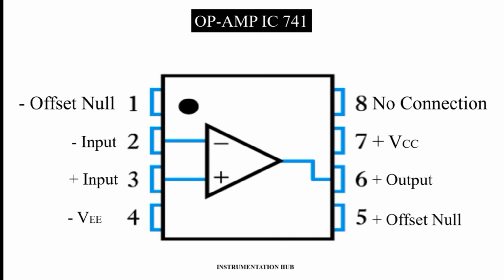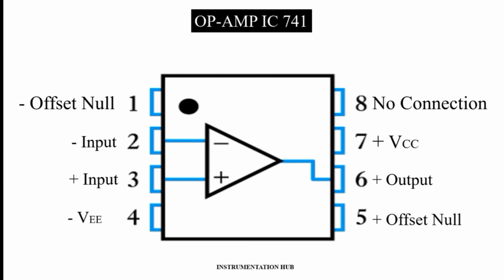Whenever you work with this IC, you will connect the supply voltage to pin number 4 and 7, and you will connect the inputs to pin number 2 and 3 according to the input or output need, and you will get the output at pin number 6.